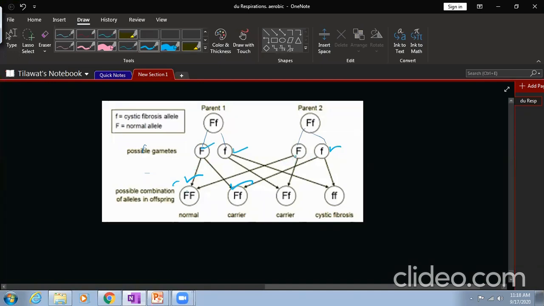First of all, what I did: this capital F with capital F, I got capital F capital F. Both are capital, it means this person is normal. Then this capital F crossed with this small f, so you got F small f. This person is a carrier, right? Now come toward this one, please. This one crossed with this one first, so you got capital F and small f, a carrier again.